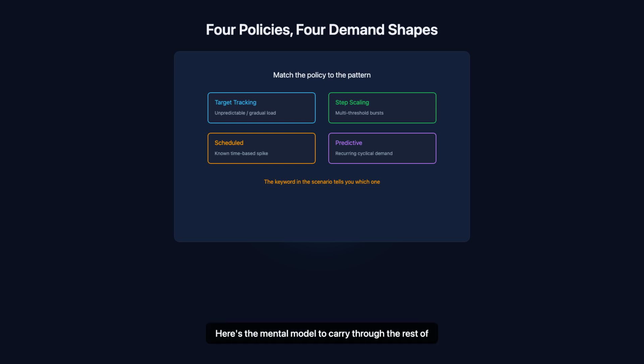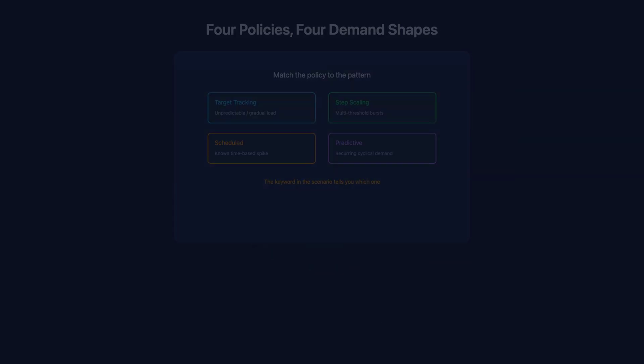Here's the mental model to carry through the rest of this video. The keyword in this scenario tells you which policy fits. Unpredictable means target tracking. A specific time means scheduled. A repeating cycle means predictive. Tiered bursts means step.